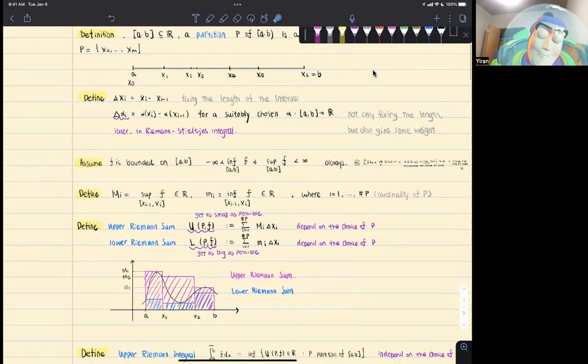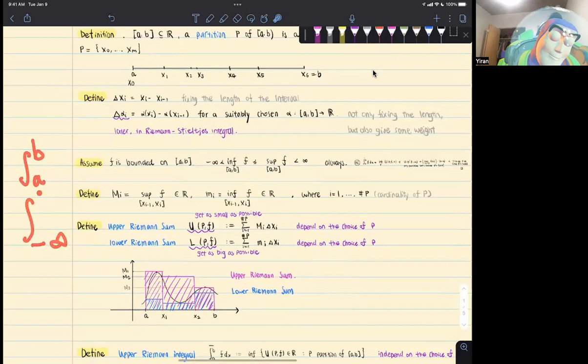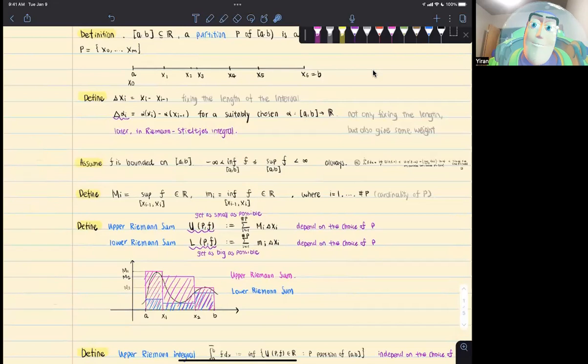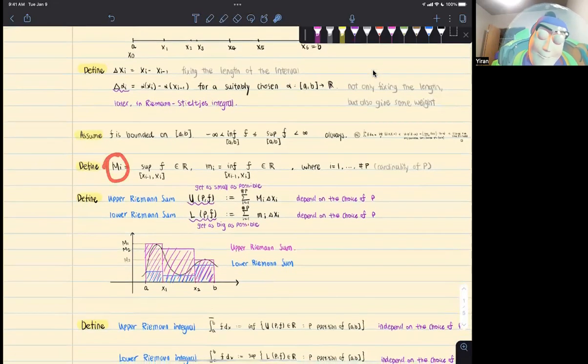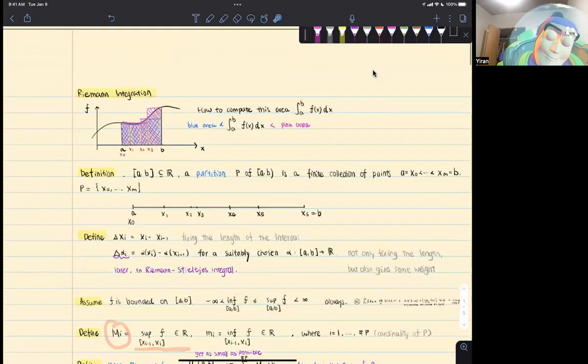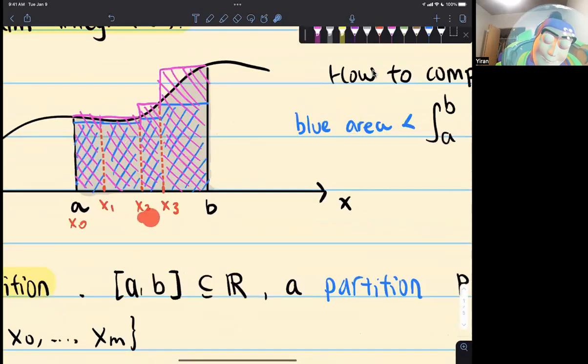Okay, so assume f is bounded on [a, b]. At this point, we only deal with integration from a to b. We're not talking about, for example, negative infinity to b or a to positive infinity. We haven't started doing that yet. This is our assumption. Then let's define capital Mi and small mi. If you look at this interval, you find the maximum, the supremum, and the minimum. Here the supremum is this point, therefore capital Mi is this point, and this is the lowest point in this interval, which is the lowercase mi.